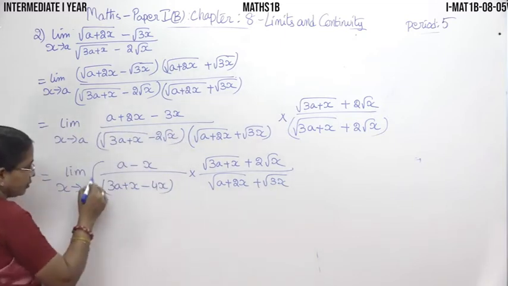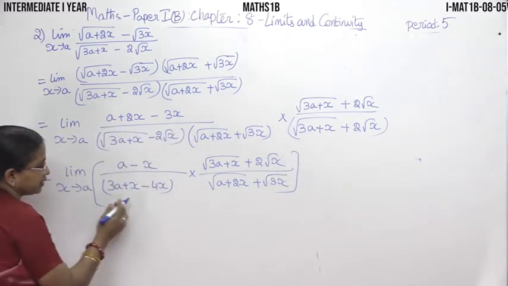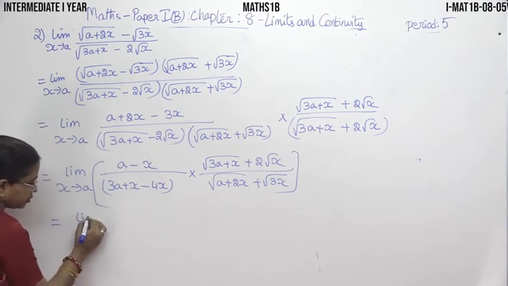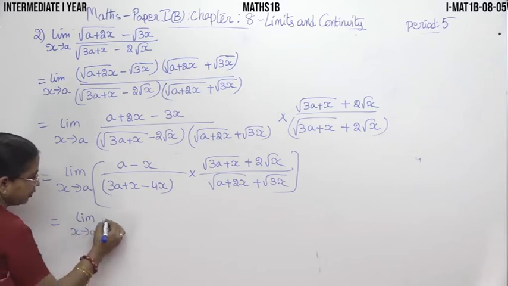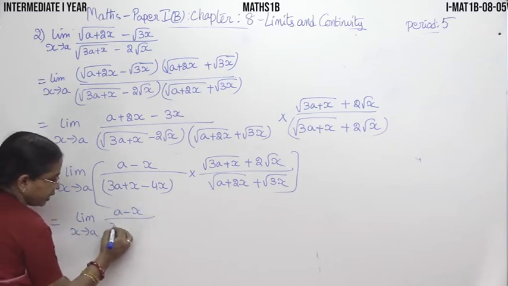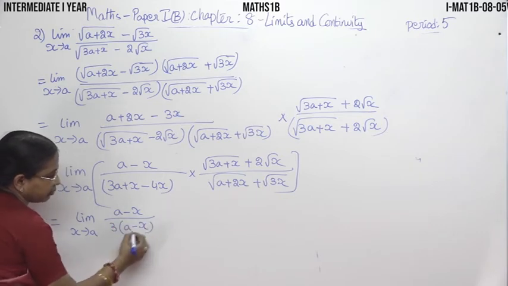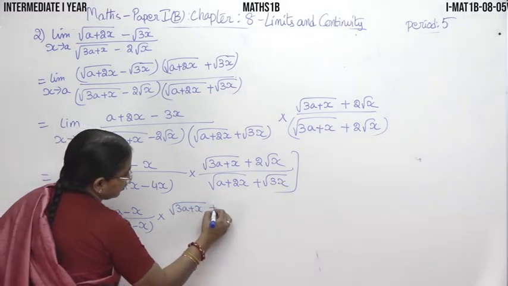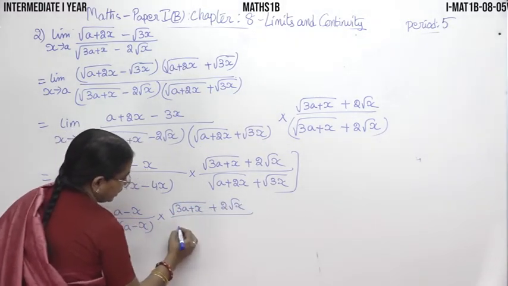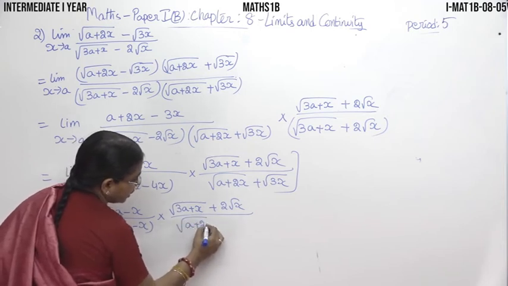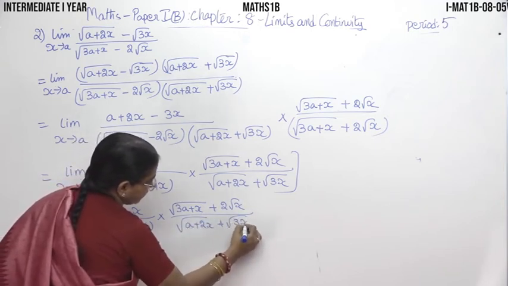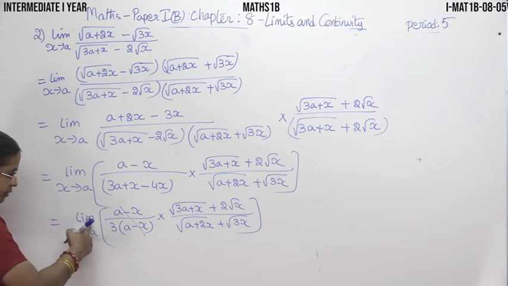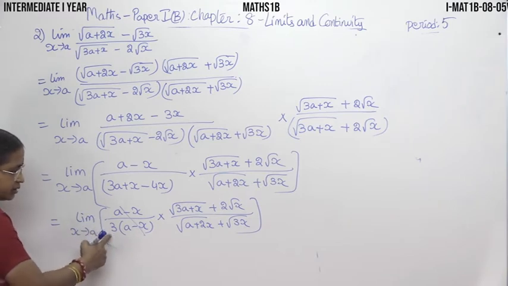Okay, now when you simplify this, this is 3a minus 3x. So take 3 common. So limit x tending to a of a minus x by 3a minus 3x, which we will write as 3 into (a minus x), into again root of (3a plus x) plus 2 root x by root of (a plus 2x) plus root of 3x. Now a minus x gets cancelled. You can just substitute the limit. So when you substitute x as equal to a, this is 1 by 3.